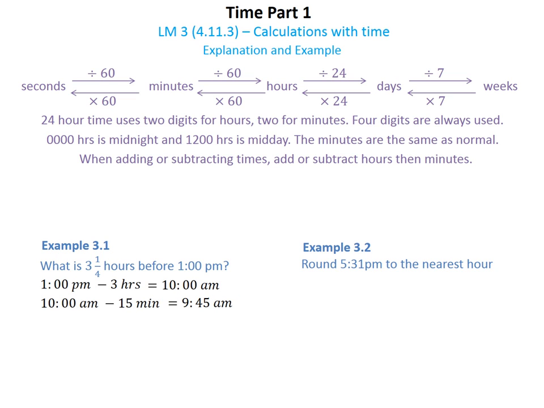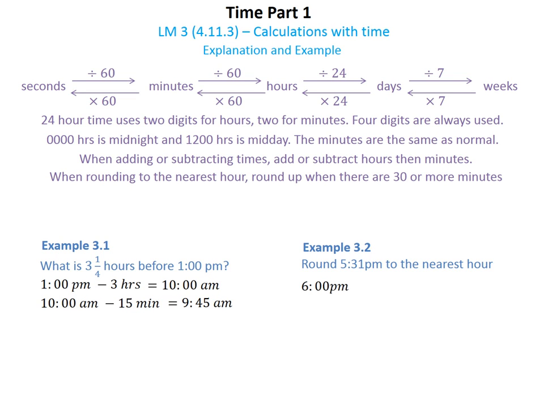In the next one, we're going to round 5:31 p.m. to the nearest hour. And so when we're rounding off time, it's just a question of, is it nearer to the next hour or to the hour we're currently in? So is this going to be nearer to 5 p.m. or to 6 p.m.? And all we have to do is remember there's 60 minutes in an hour. So if it's 30 or greater minutes, then it's closer to the next hour. If it's less than 30, it's closer to the current hour. So in this case, we're going to say it's closer to 6 p.m.